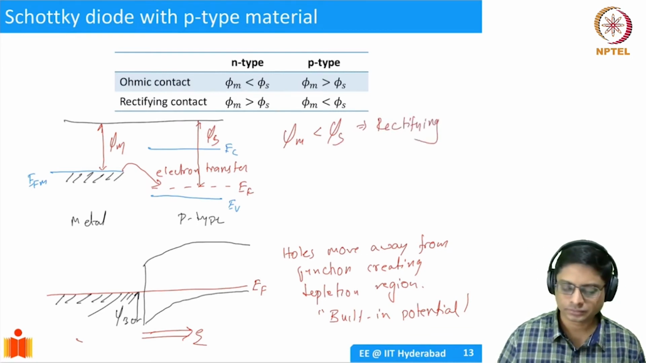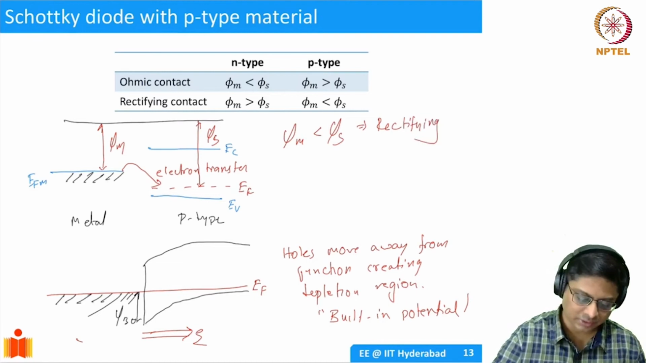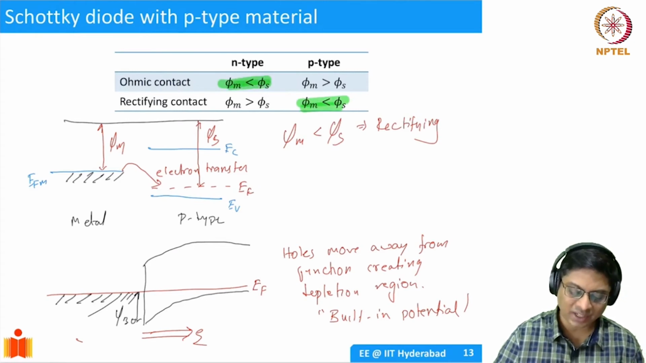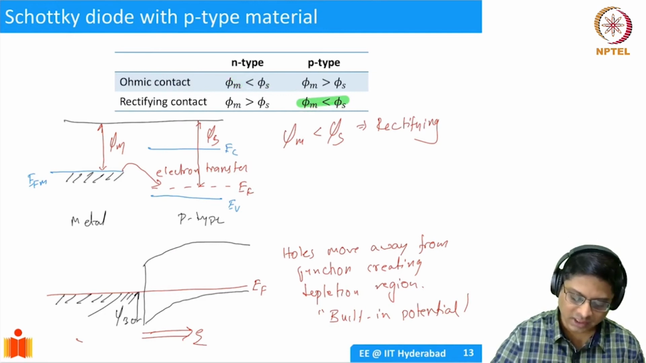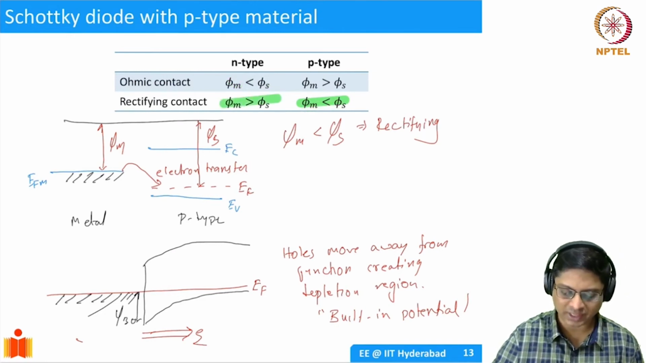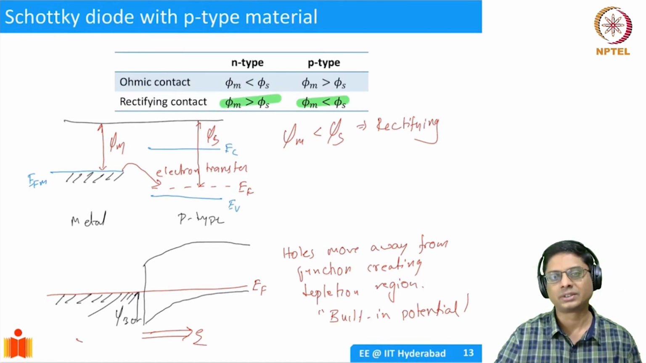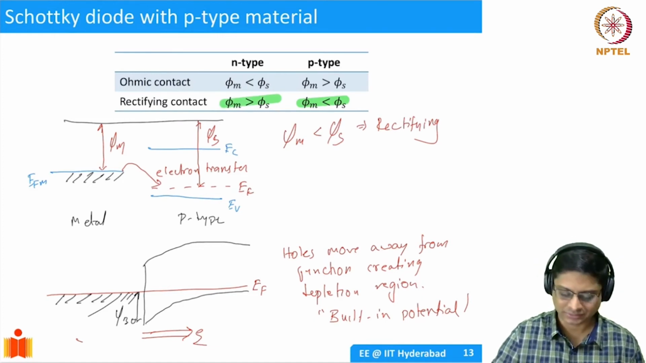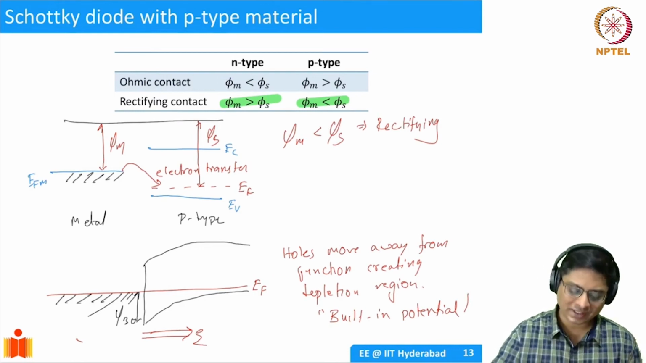That's why we put this here. So this is exactly opposite, right? This condition is opposite to N-type. In N-type semiconductor, phi m has to be greater than phi s for forming a rectifying contact. In this case, phi m has to be less than phi s. And ohmic contact also shows the same behavior.